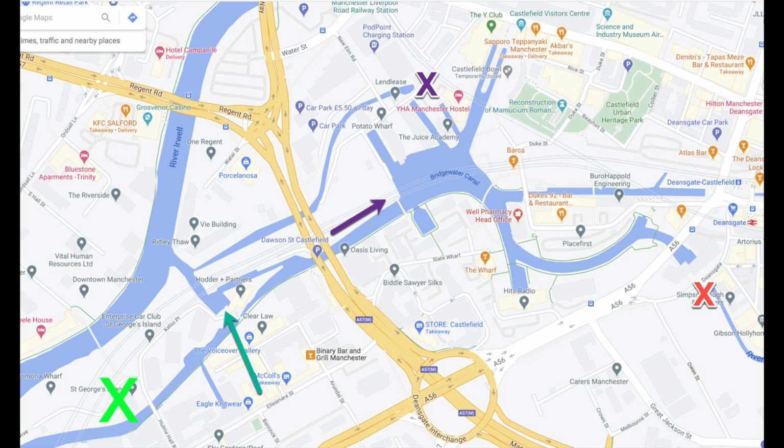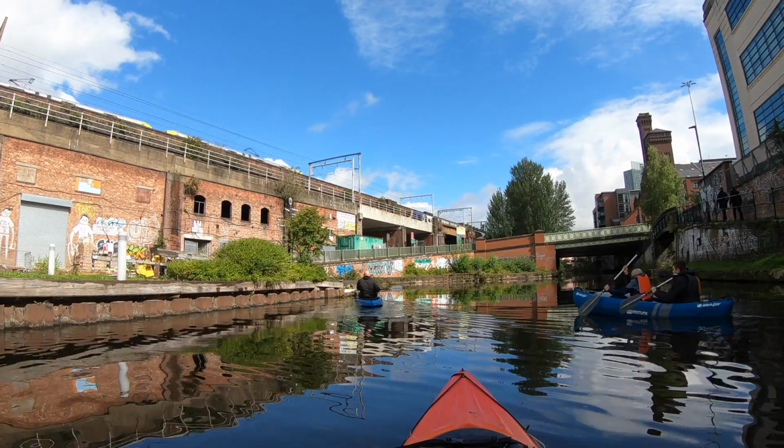So we got in the kayaks roughly about where the green X is at St George's Island, and we're going in the direction of the purple arrow towards Castlefield from the west, heading eastwards. But first off, you see where the green arrow is. That is the old Hulme locks, which we've been to from the other side in a different video. So let's go and take a look at St George's Island and Hulme locks.